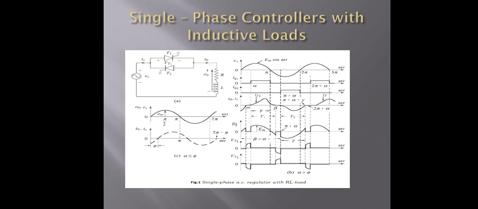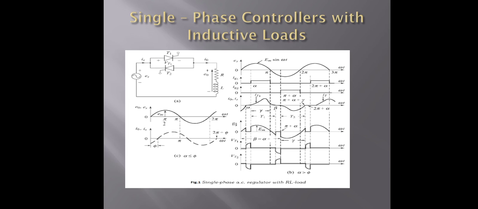Now the single phase controller with inductive loads. In practice, most loads are inductive, so the full wave controller with RL load is shown in the previous diagram. Let us assume that thyristor T1 is fired during the positive half cycle and carries the load current. Due to the inductance of the circuit, the current of thyristor T1 does not fall to 0 at omega t equal to pi. When the input voltage becomes negative, thyristor T1 continues to conduct the current i1, which falls to 0 at omega t equal to beta.